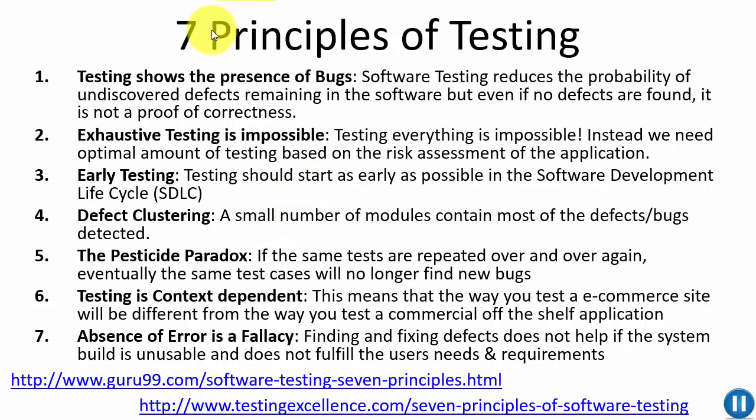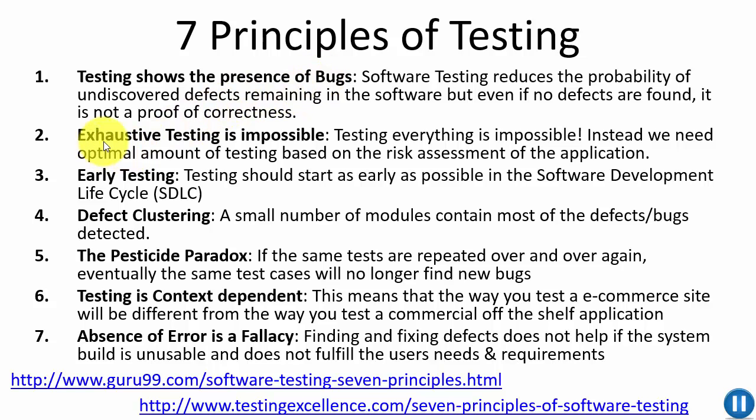Here we see 7 important principles of testing. And number 1, testing shows the presence of bugs. Software testing reduces the probability of undiscovered defects remaining in the software, but even if no defects are found, it is not a proof of correctness. This means even if you are not able to find bugs, the software is not completely bug-free.